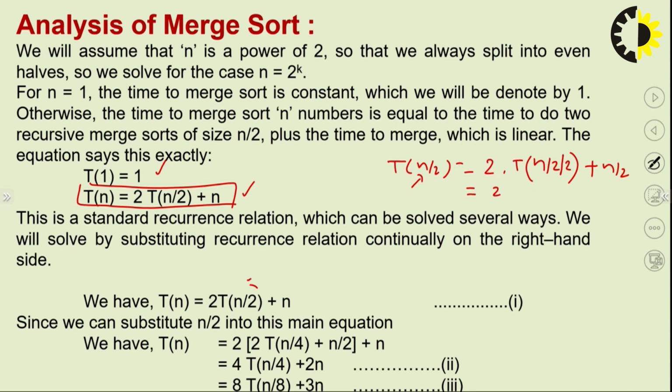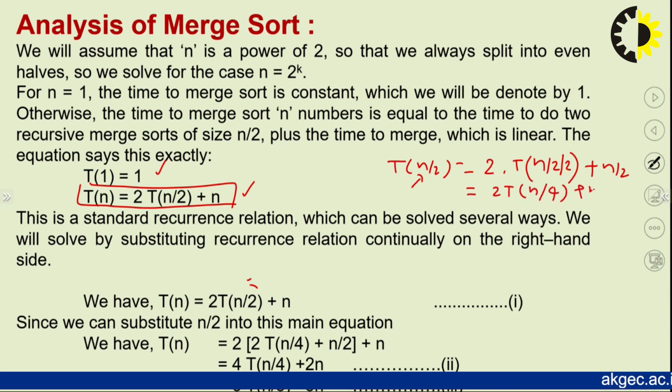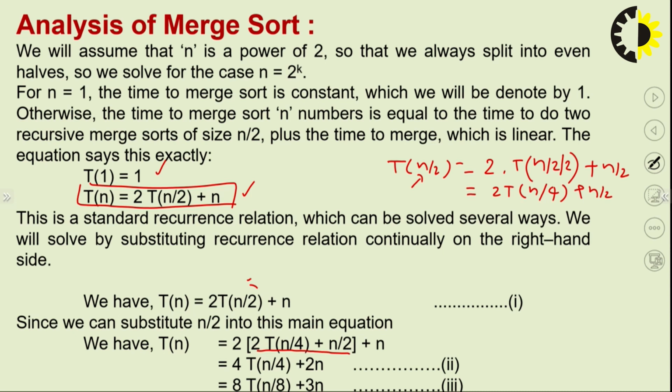So what we get is 2 Tn by 4 plus n by 2. Like this we will calculate. So this will be 4 Tn by 4 plus 2n, because 2 into n by 2 will be n, and n plus n is 2n. So this is one equation.